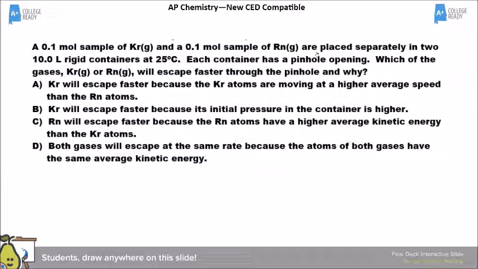So which answer is wrong? Well, B says because its initial pressure is higher. But we know that they're both the same volume, and they're both the same temperature, and they're both 0.1 moles. And if all those things are the same, then the pressure must be the same as well. So B cannot be our answer. But A is the correct answer because krypton atoms are moving at a higher average speed because they're smaller in molar mass.